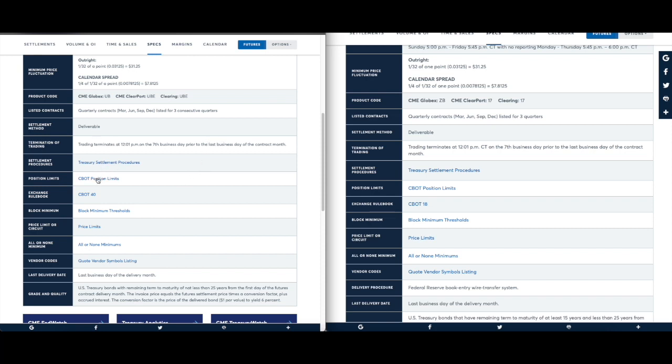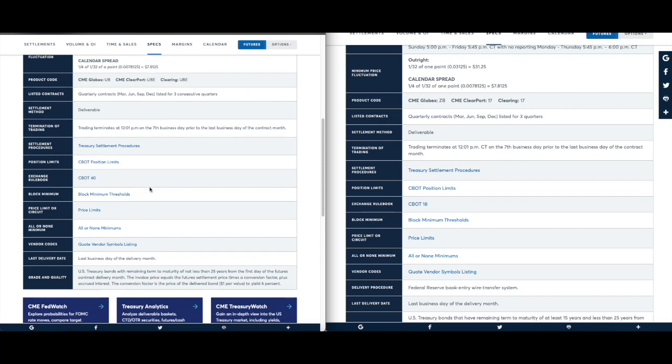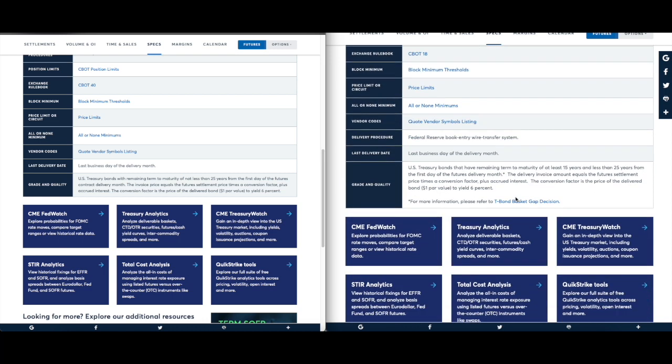Again, I'm not going into the details of every single thing here. I am not as worried about the CBOT exchange rulebook, but what I did want to get to is, what is the Ultrabond and what is the 30-year bond? I just told you already, they're both 30-year bonds. What is the distinction? On the left, this is where I recommend the CME website. It will tell you basically all the information you need to know.